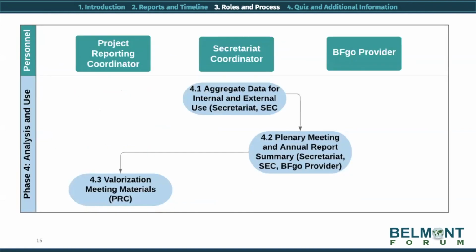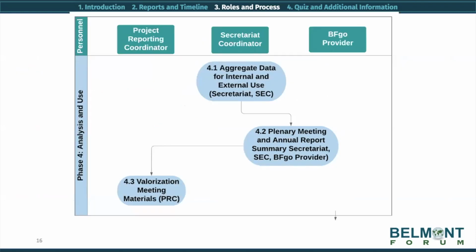The Project Reporting Coordinator and the Secretariat Coordinator are in charge of the quality assurance phase of the reporting process, reviewing materials submitted by the consortium leads and contacting consortium leads with any missing information. In the final phase of the reporting process, reporting data is aggregated for internal and external use. The data is used in plenary meetings and annual report summaries, as well as for valorization meeting materials.